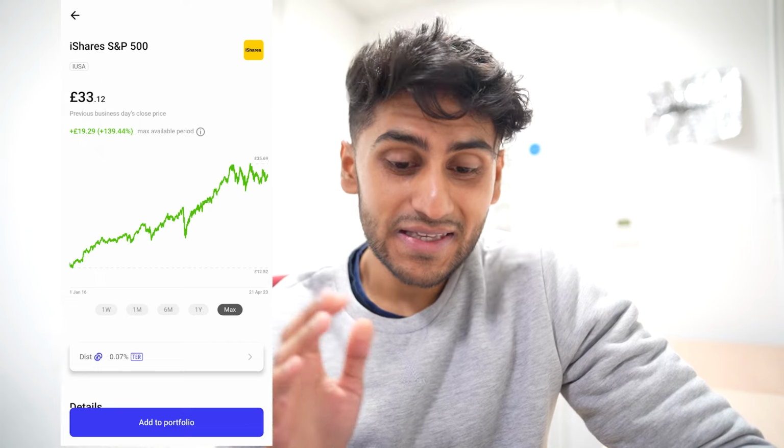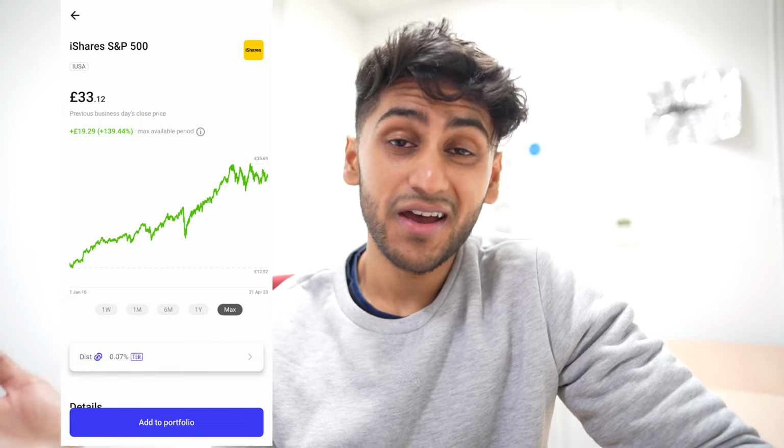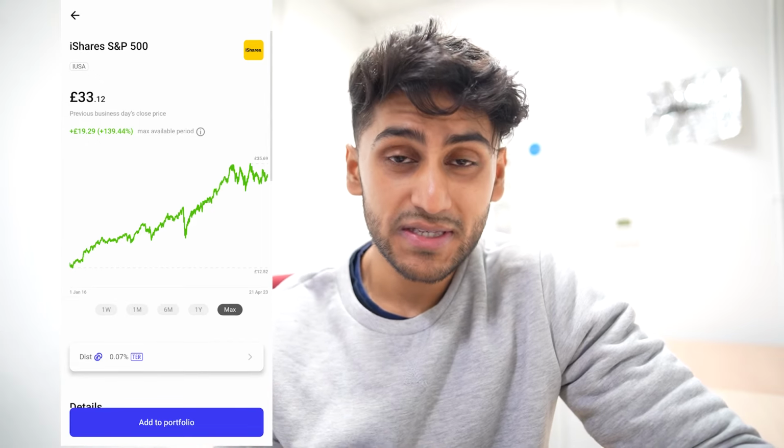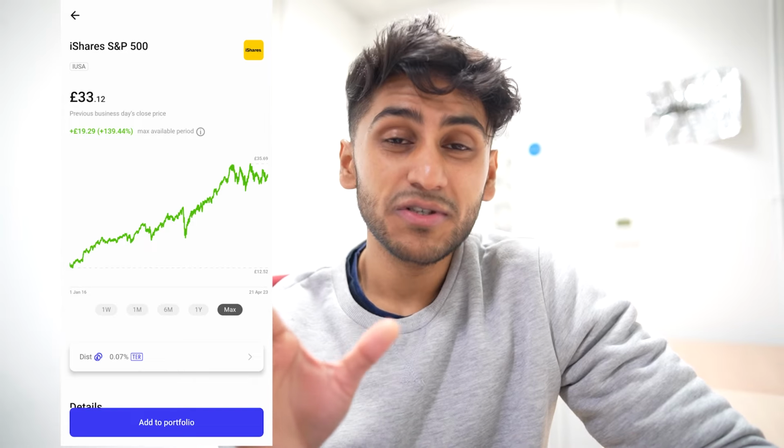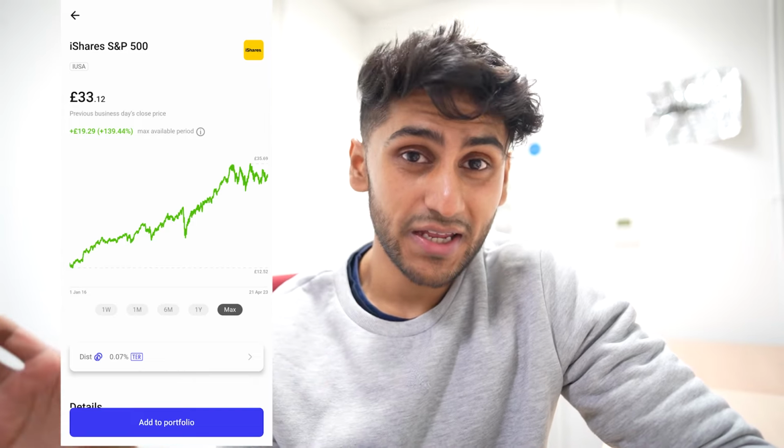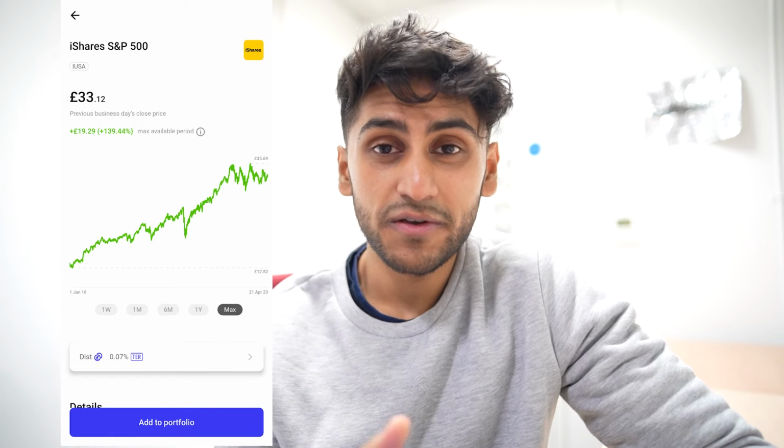So the first is the iShares S&P 500 by iShares, with the ticker code IUSA. It is important to note that when the ticker code is different, the actual specifics of that fund will change. This S&P 500 is offered by iShares.